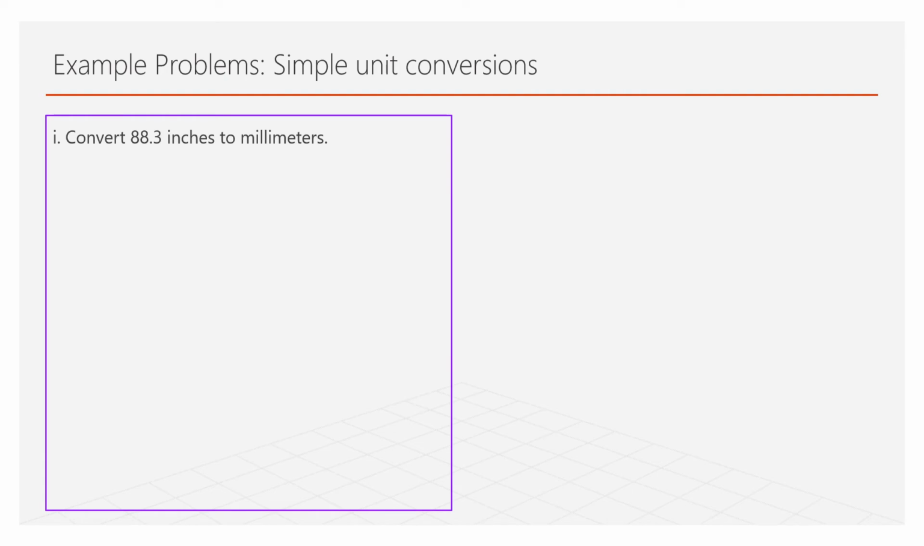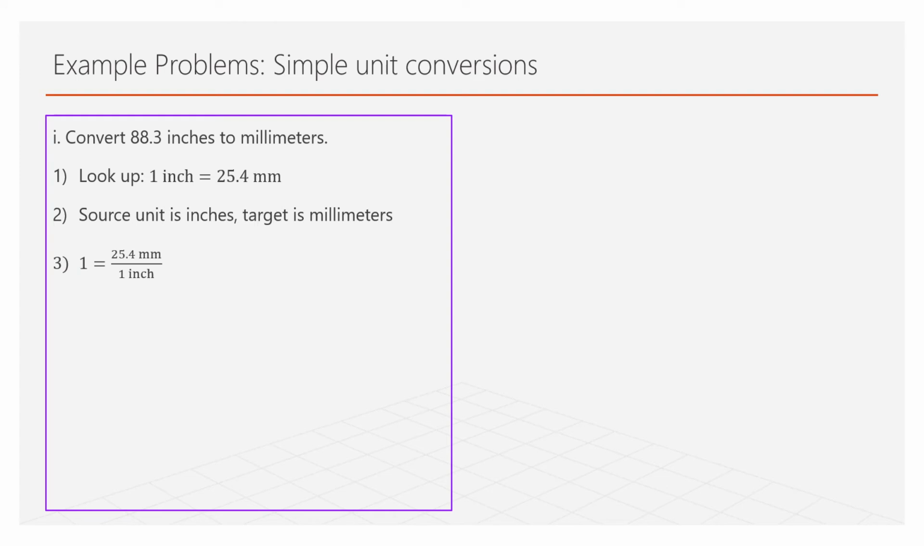Let's now do a couple of simple unit conversion examples. First, convert 88.3 inches to millimeters. First, you would have to look up that 1 inch is equal to 25.4 millimeters. You would have to then identify that the source unit is inches and your target unit is millimeters. So then take that equivalence relationship and divide both sides by 1 inch. So you get that 1 is equal to 25.4 millimeters divided by 1 inch.